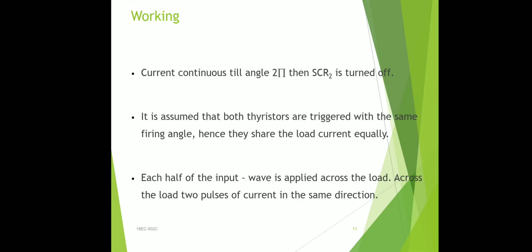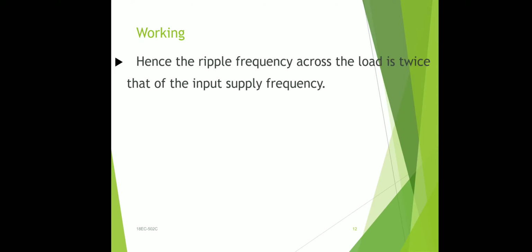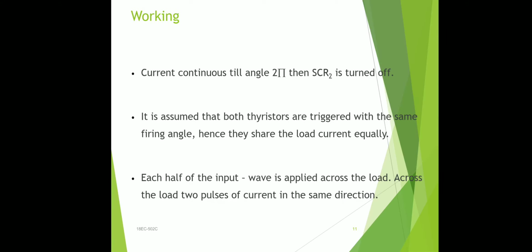Each half of the input wave is applied across the load, so across the load there are two pulses of current in the same direction. Hence the ripple frequency across the load is twice that of the input supply frequency.